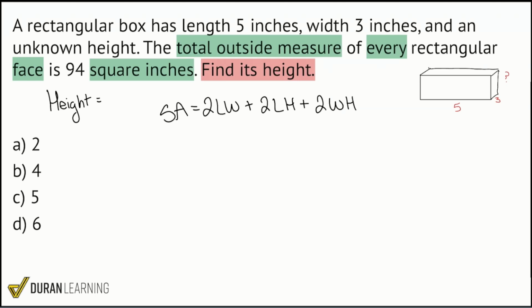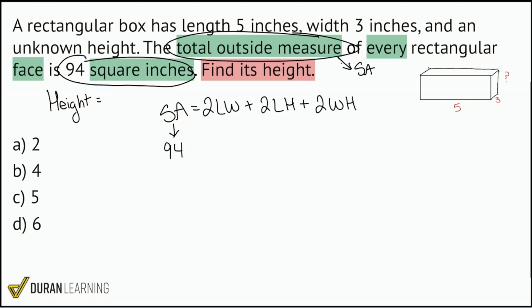So now what we're going to do is simply plug in the values we have and then see what the rest leads the way to. Everybody, what are we replacing the surface area with? Correct. That's going to be 94. So we see it right here. The total outside measure, that is surface area. So 94 square inches, plug that right in. Next, we understand so far that our length is 5, our width is 3, and again, that height is unknown. So we're going to plug in what we have.